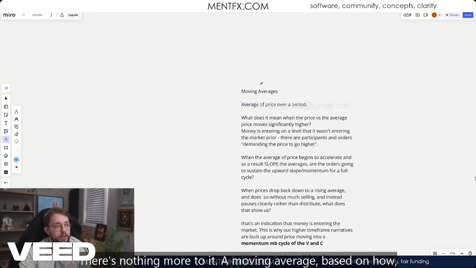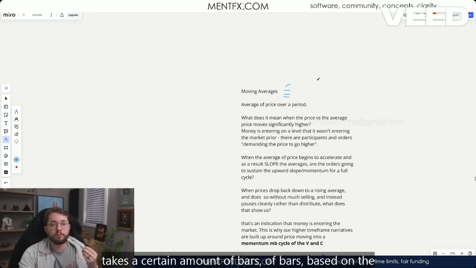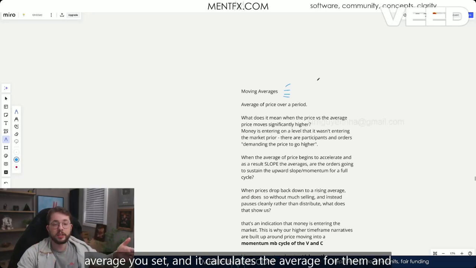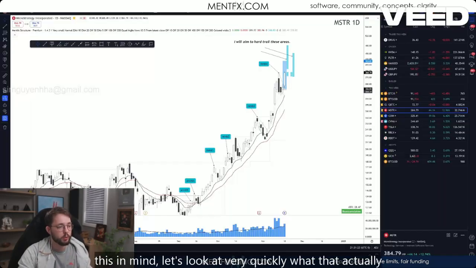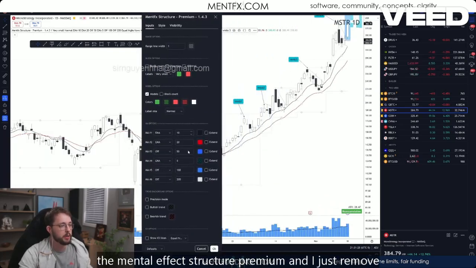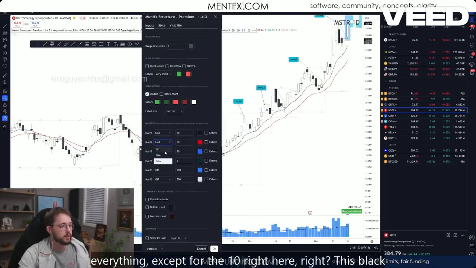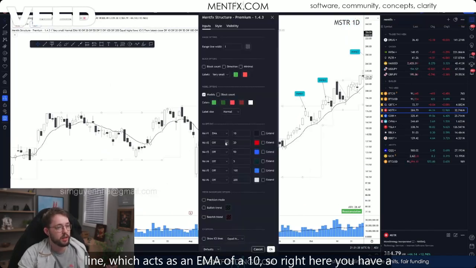There are many ways to calculate them in terms of how you apply the calculation, but for the most part, it takes a certain amount of bars based on the average you set, and it calculates the average for them and plots it as a line. That is it. So very simply, with this in mind, let's look quickly at what that actually looks like so you just understand it. If I go into the Mentific Structure Premium and remove everything except the 10 right here, this black line acts as an EMA of a 10.